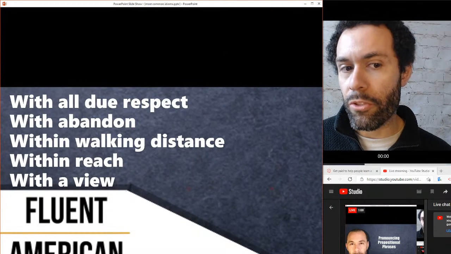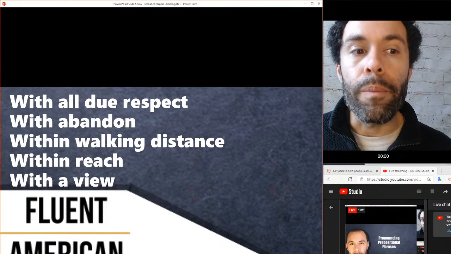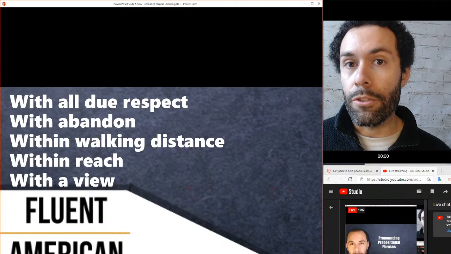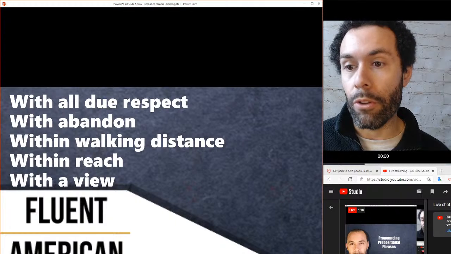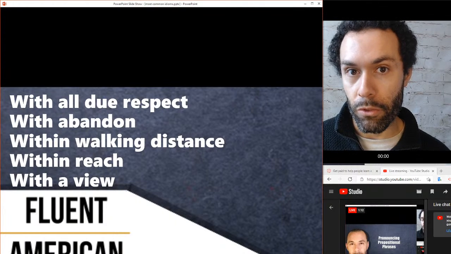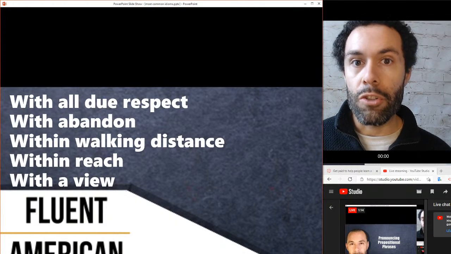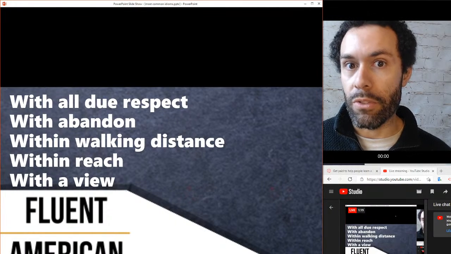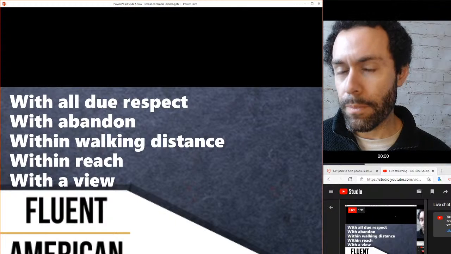Starting with some prepositions related to with. Our first one here, with all due respect. With all due respect, it's often a transitional type of phrase. Notice that the stress is going to actually be on respect. With all due respect. So stress is on respect. So you want to make sure that that last syllable of respect, especially, receives your emphasis. Okay, with all due respect.